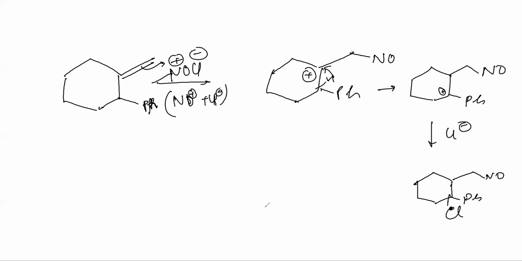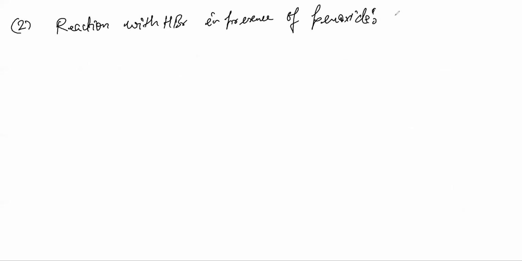Okay. Second. This is also we have done. Have we done this or not? In peroxide, yes, sir. Anti-Markovnikov's rule. Correct. You are right.